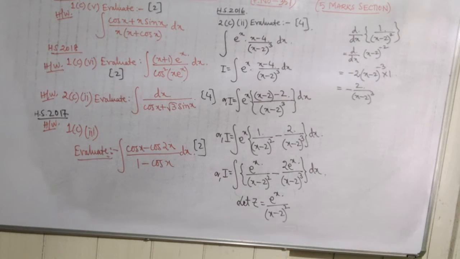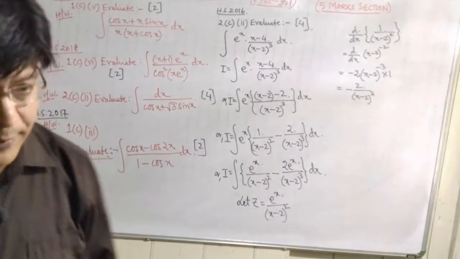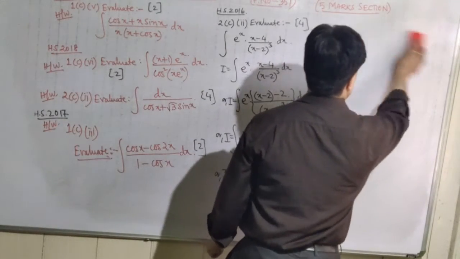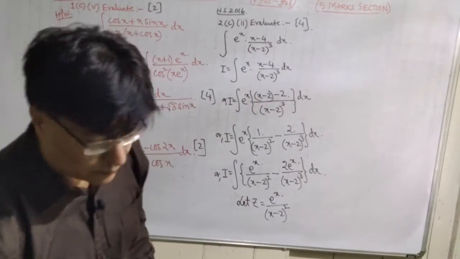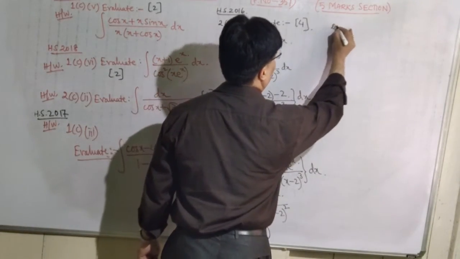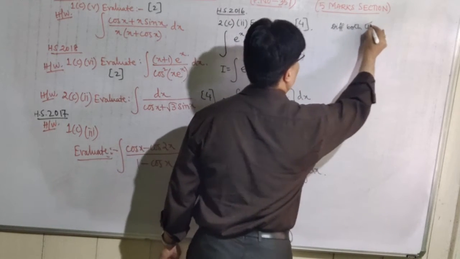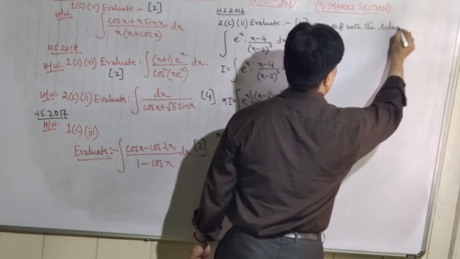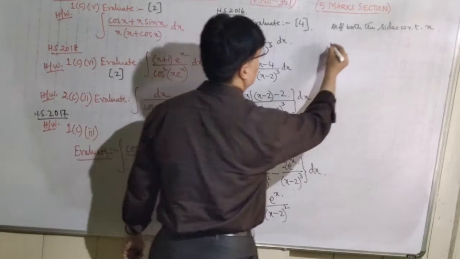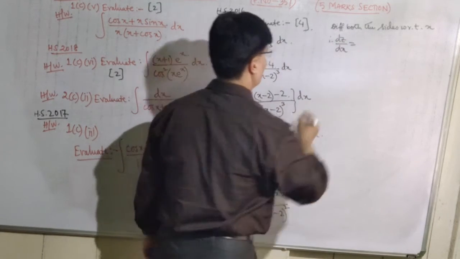So now in the next step, you can differentiate both the sides with respect to x. Okay. So differentiating, this is the next step. Differentiating both the sides with respect to x. Okay. So this is dz by dx is equal to, which rule is used here?